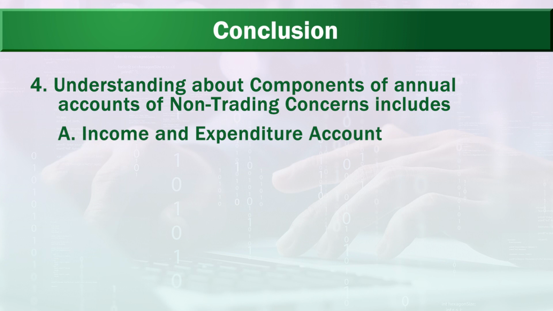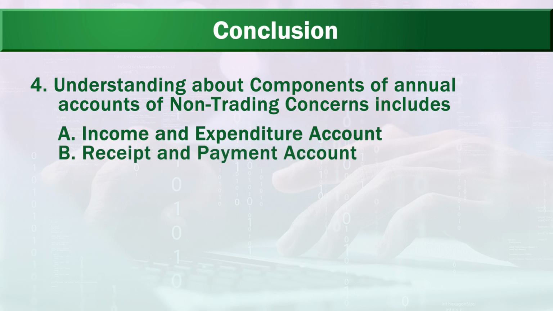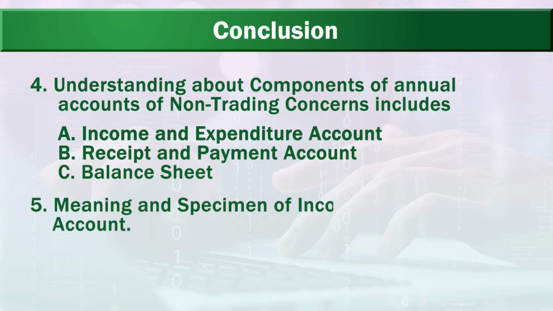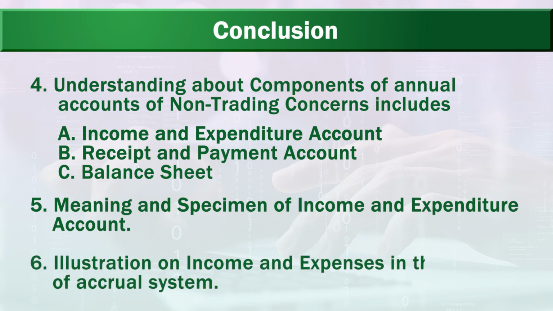4. Understanding about components of annual accounts of non-trading concern, which include A. Income and expenditure account, B. Receipt and payment account, C. Balance sheet. 5. Meaning and specimen of income and expenditure account. 6. An illustration on income and expenses in context of accrual system.